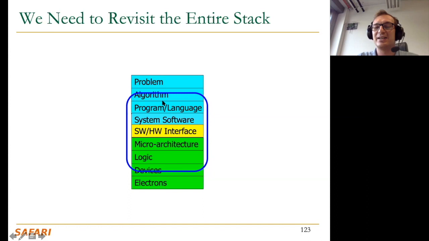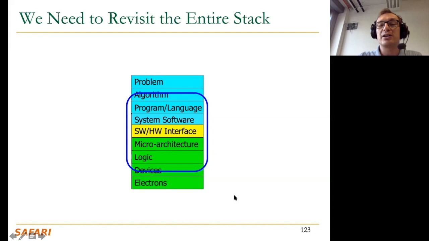But FPGAs actually eliminated some parts of the stack over here and enabled Dataflow to be successful. So sometimes technology enables the ideas also. Okay, so that's another story related to Dataflow. But essentially, we need to revisit the entire stack to enable near data processing in a very useful and general purpose manner. Of course, but we can get there step by step, right?